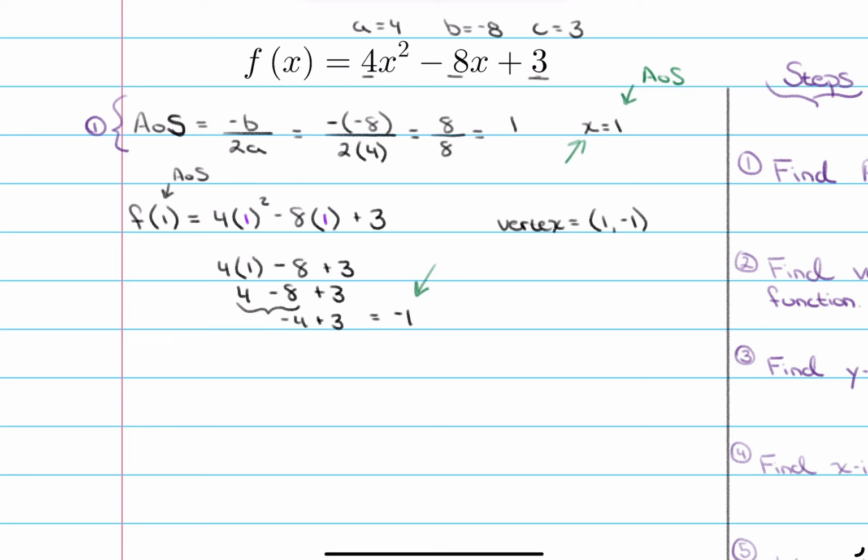That's my turning point of my parabola, the shape that we're going to graph. We're going to keep this in mind because we're going to end up plotting this point. I'm just circling it so I know where to find it. And that finishes out our step 2.